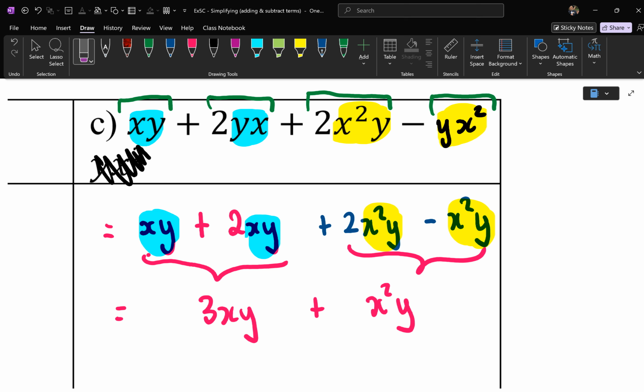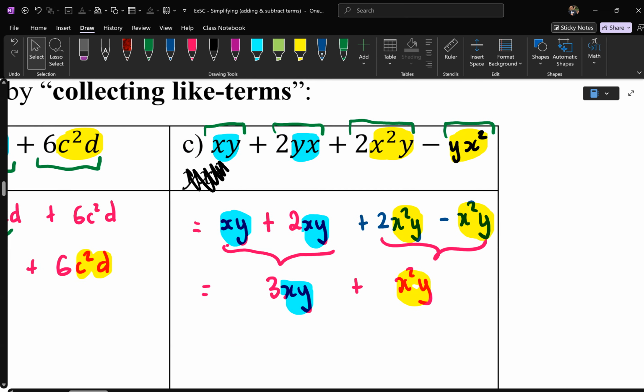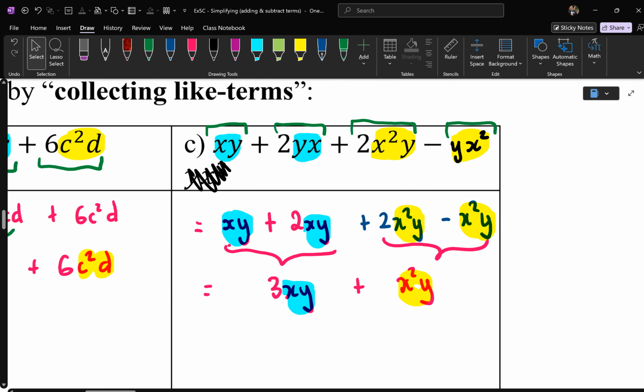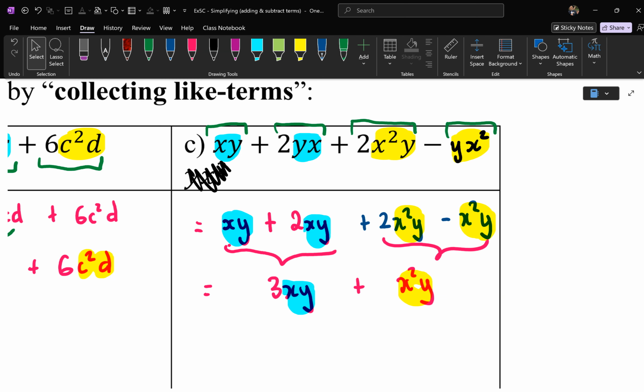You cannot add those two together because they are different groups. They are not the same. Yes, they have an x and a y, but one's an x squared and the other one isn't. Okay, so they're not the same. So your final answer is exactly that, 3xy plus x squared y. How's that feel? Pretty good?